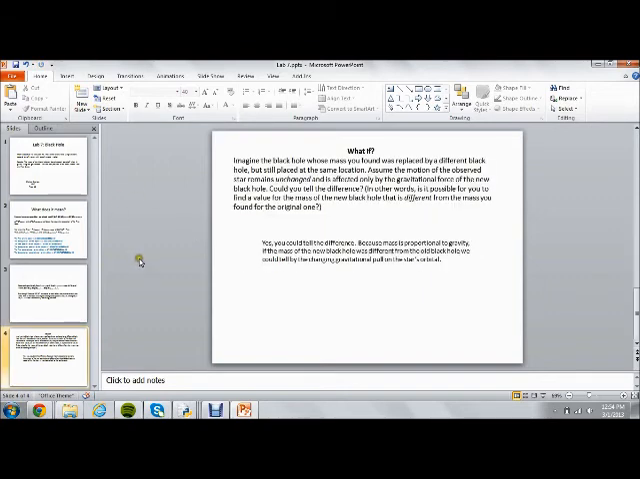What if? Imagine the black hole whose mass you found was replaced by a different black hole, but is still placed at the same location. Assume the motion of the observed star remains unchanged and is affected only by the gravitational force of the new black hole. Could you tell the difference? Yes, you could tell the difference, because mass is proportional to gravity. If the mass of the new black hole was different from the old black hole, we could tell by the changing gravitational pull of the star's orbital that would be calculated.